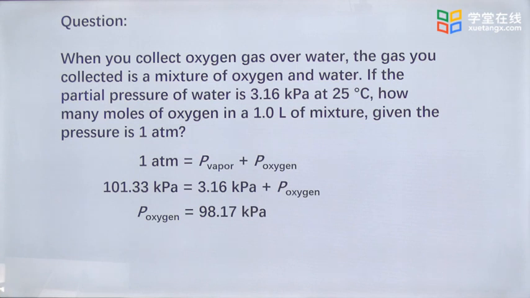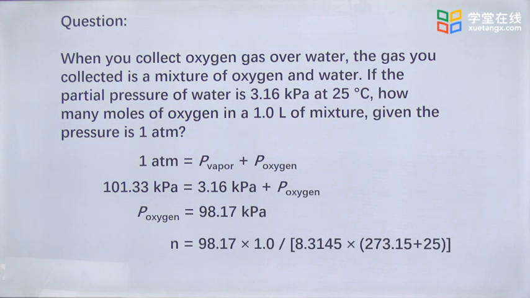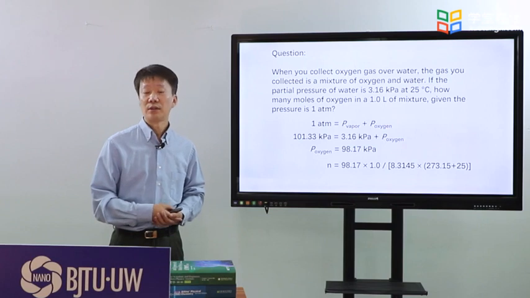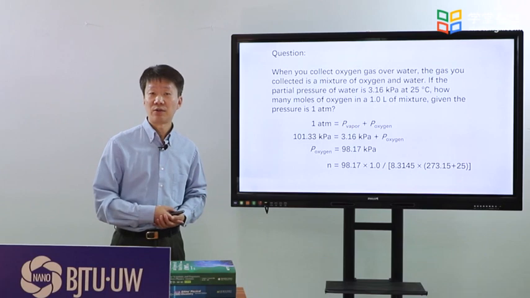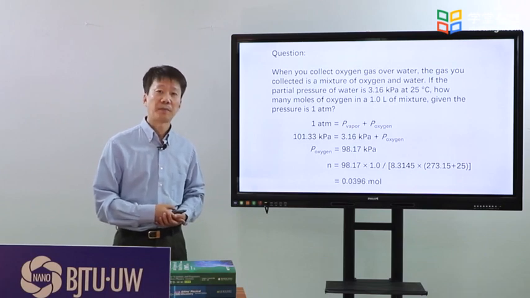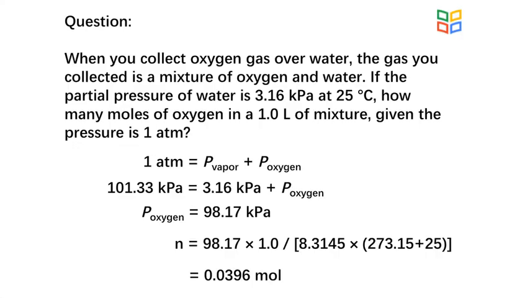Then we can use the ideal gas law, PV equals nRT, to calculate n. The moles of oxygen, n, equals 98.17 times 1.0 liter divided by RT. The final answer is 0.0396 moles of oxygen.